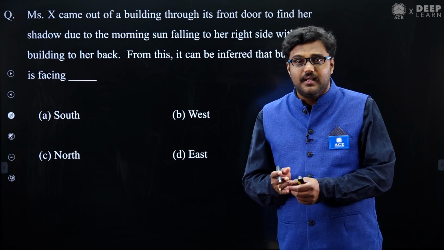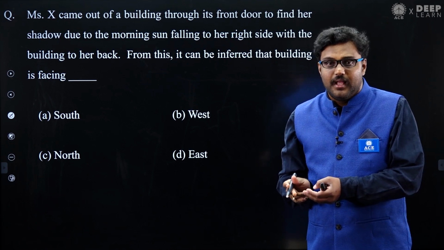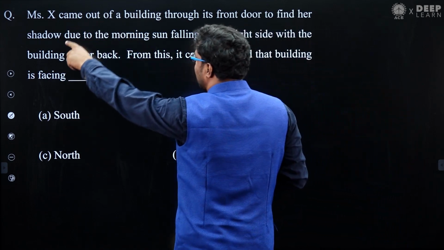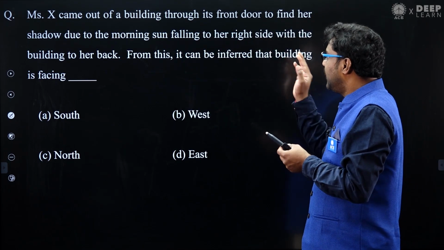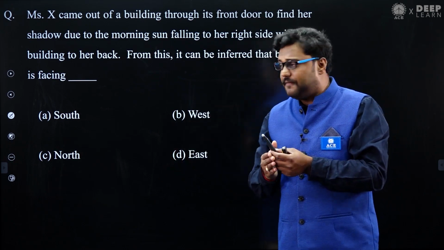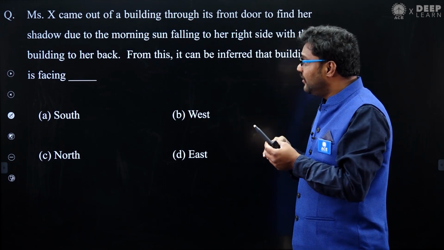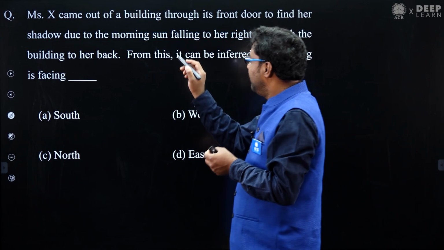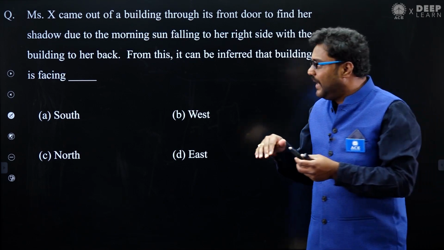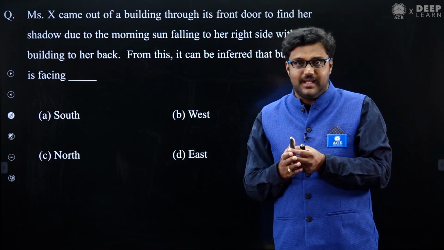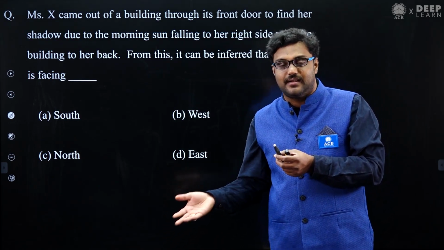Now here, my dear friends, as this is a continuous sentence, they didn't give any comma or full stop. This is a continuous line. Here there is an issue. What people are confusing is, Miss X came out of the building, fine, to find her shadow due to the morning, here if they put the comma, sun falling to her right. People have doubt whether the sun is to her right or the shadow is to her right. Sun falling right is not correct actually.